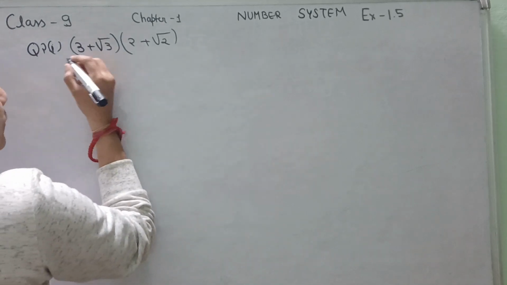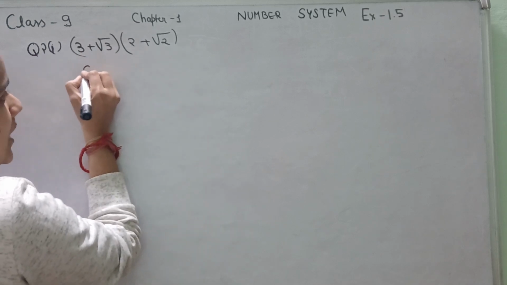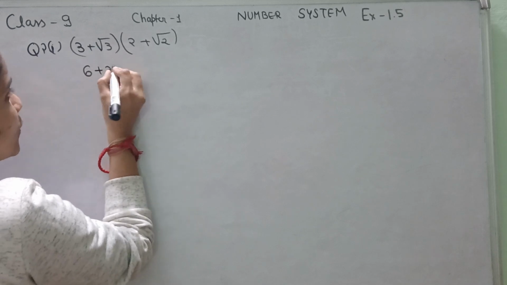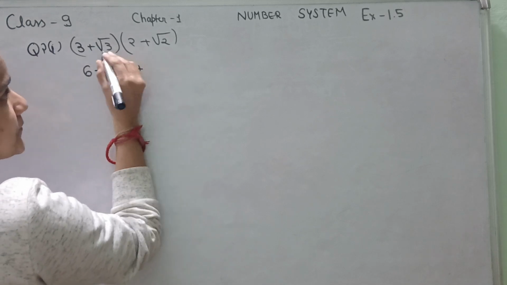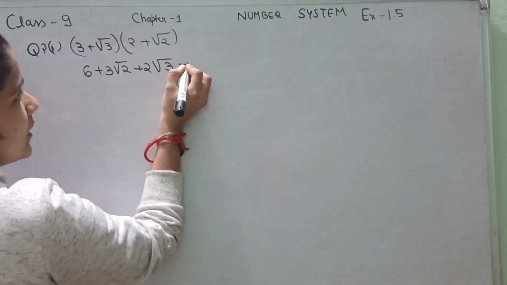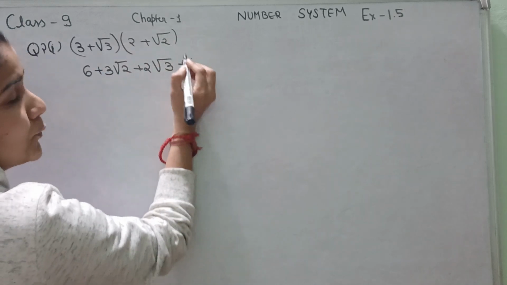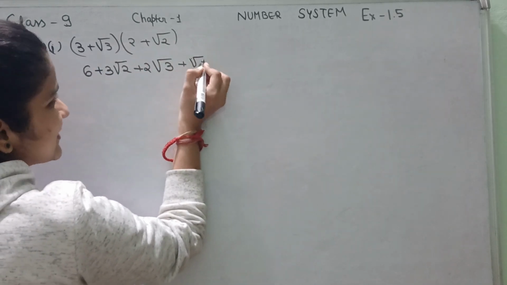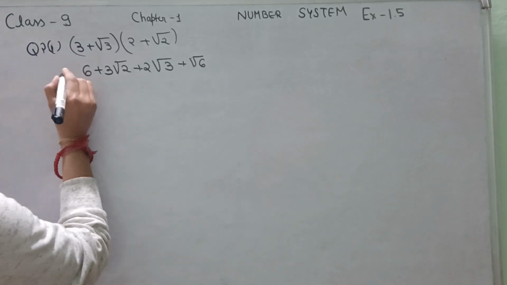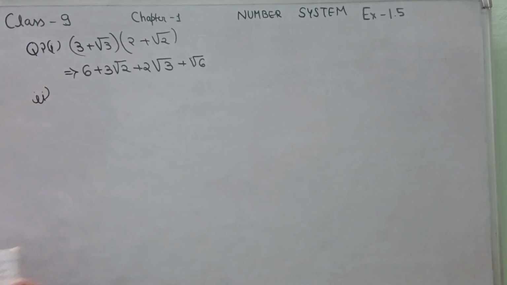This is how multiplication takes place. Okay, so how do we get it? 3 into 2, 6, plus 3 into root 2, 3 root 2, plus we need to multiply 2 into root 3, 2 root 3, plus root 3 into root 2, so root 6. So this is your answer for question number first. Okay, coming on to question number second.